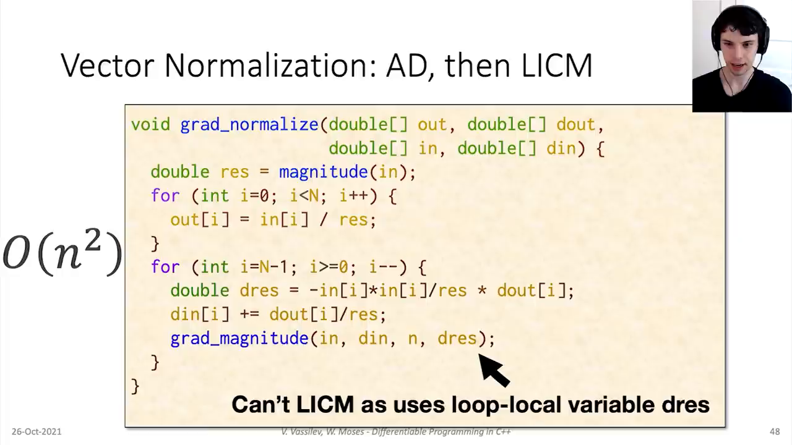However, the grad magnitude function is stuck inside the loop. And the reason it's stuck inside the loop is that it uses this variable dres, which is computed inside the loop. And since it uses that variable defined inside the loop, we can't run loop invariant code motion, since that variable is not available outside the loop. And thus, while we do still have our O of n forward pass, we're stuck now with an O of n squared reverse pass, even running that optimization again.